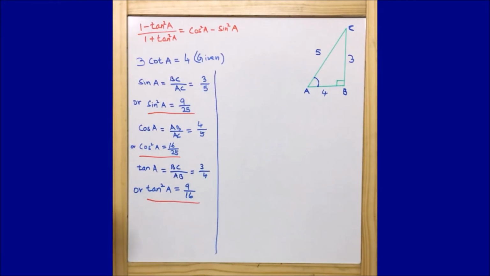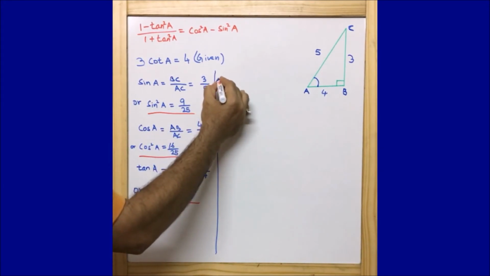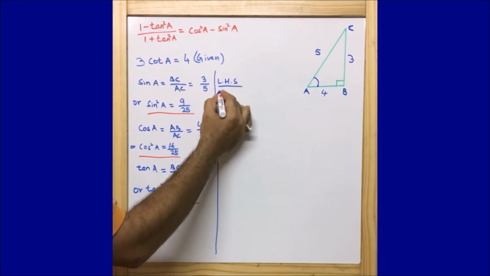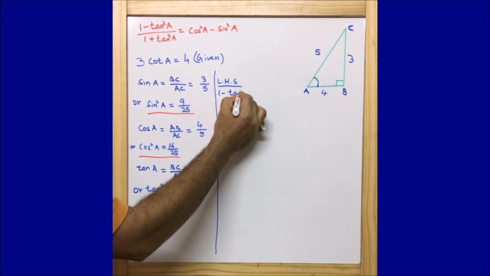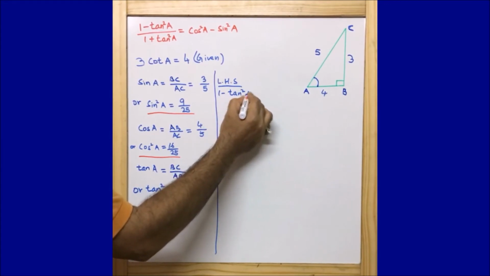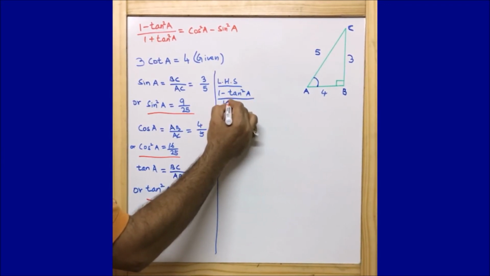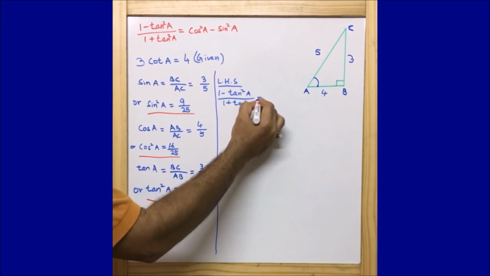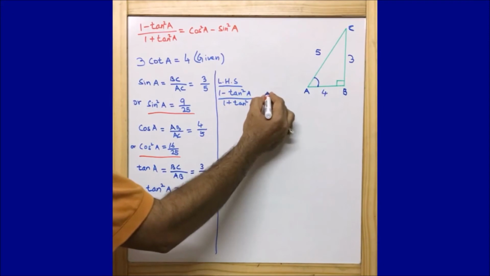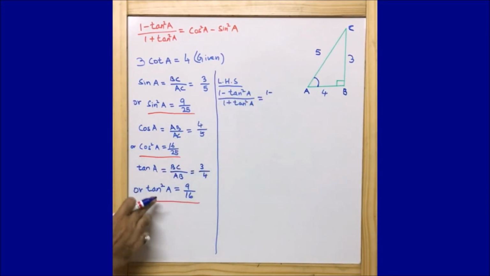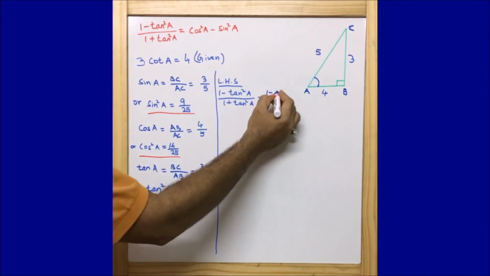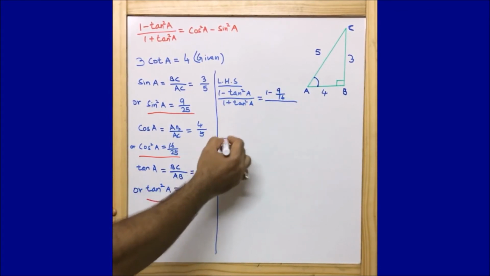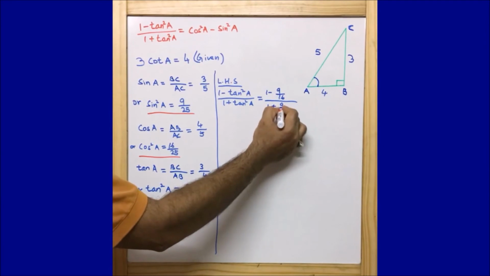Now let us first solve the left hand side. LHS, left hand side, is given as 1 minus tan square A upon 1 plus tan square A. I can write 1 minus tan square A, which we got as 9 upon 16, upon 1 plus tan square A, which is 1 plus 9 upon 16.